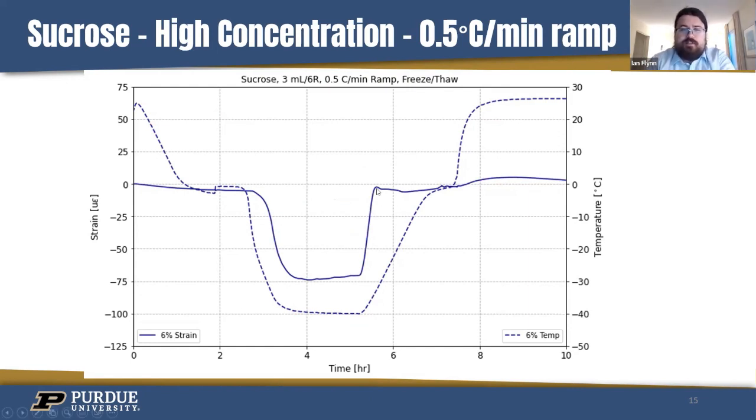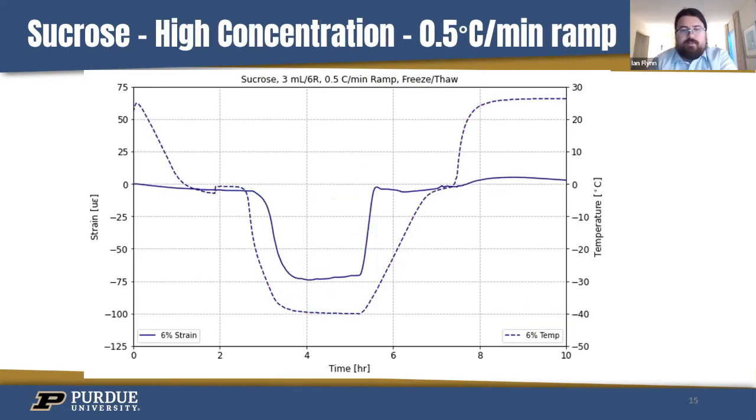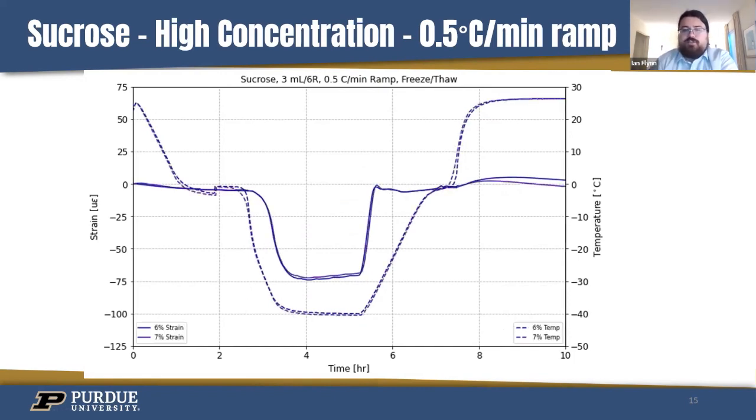So we still see a peak that's occurring right around our glass transition temperature. The strain during our freezing starts to reduce a little bit. So before it's at around negative 110 and up to 6%, it goes to around negative 70. Then as we increase the concentration a little bit more, we see a similar strain profile during this freezing period, where we start to see the peak around our glass transition start to rise a little bit more.